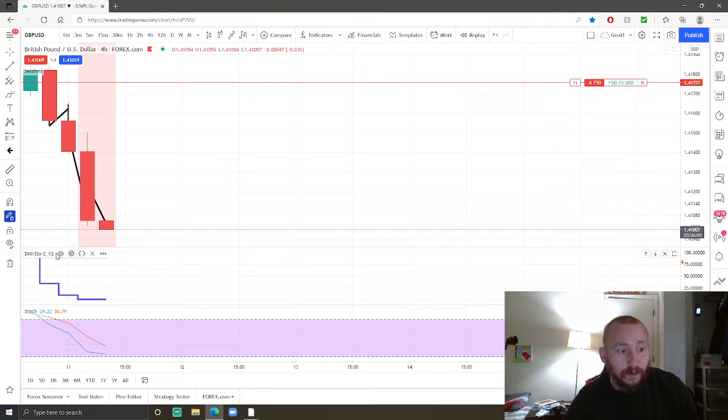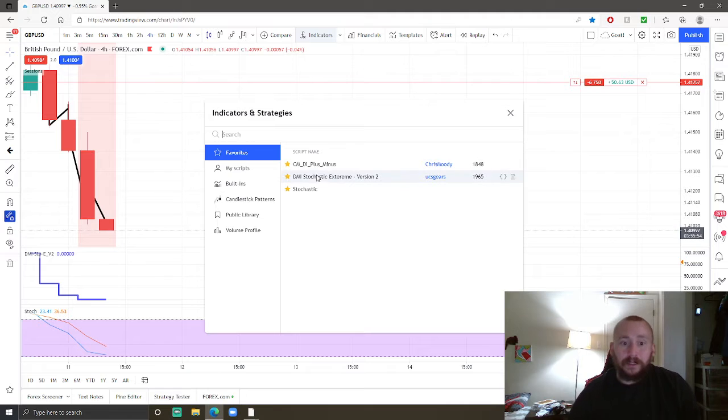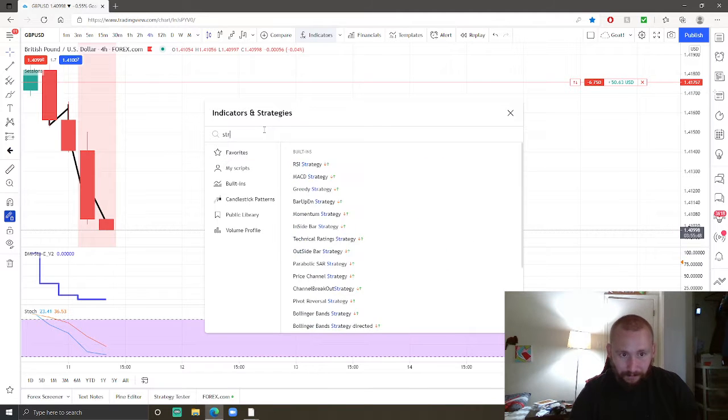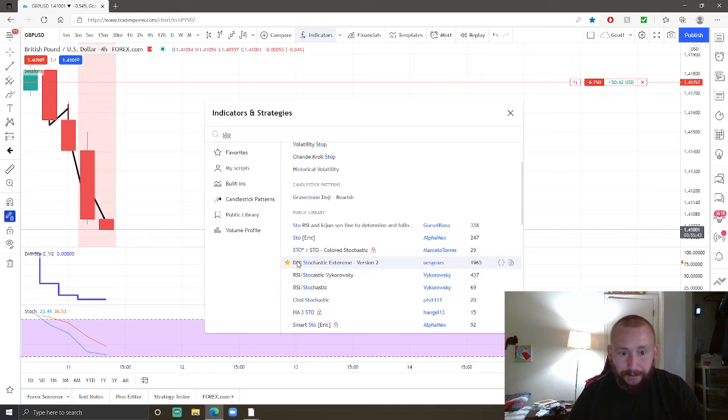So what I use, I have it under my favorites. You go to indicator, it's DMI Stochastic Extreme version 2 by UCS Gears 1965, and then just a regular stochastic. So in order to find the DMI Stochastic Extreme, because it's misspelled, just start searching STO, and it's right here. You'll see I have a star by it. It's on my favorites. Bam, UCS Gears, right?